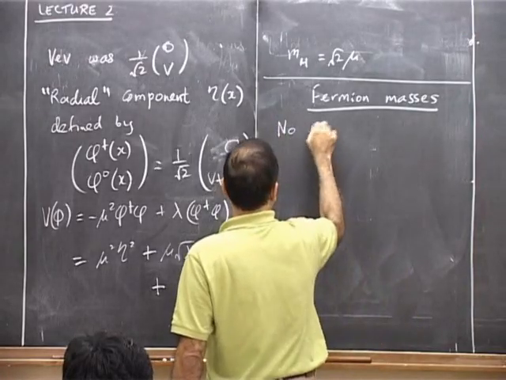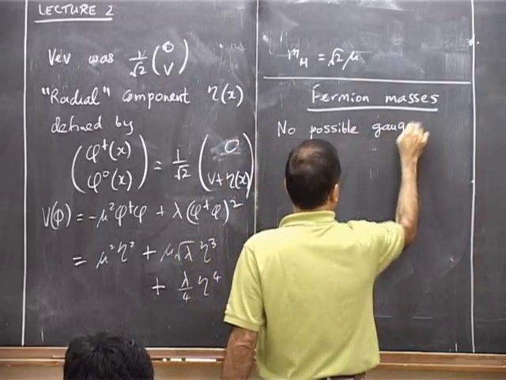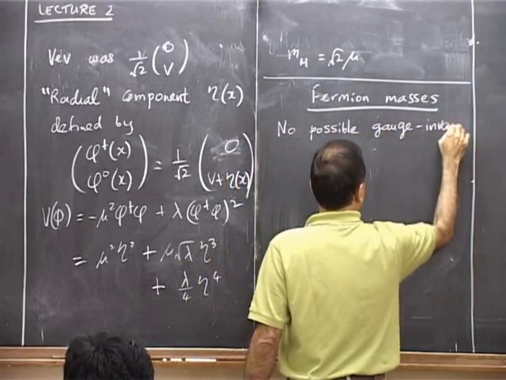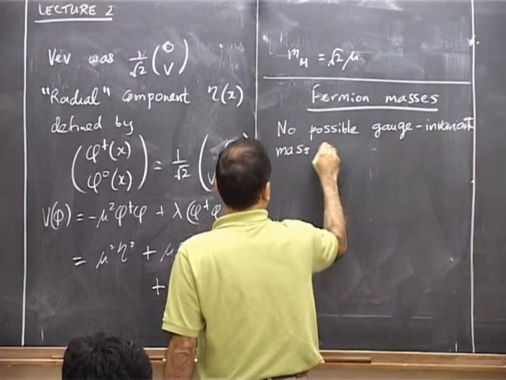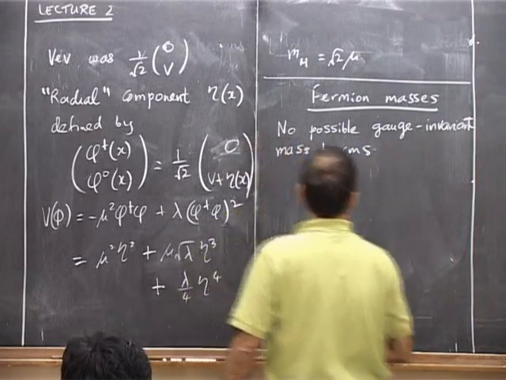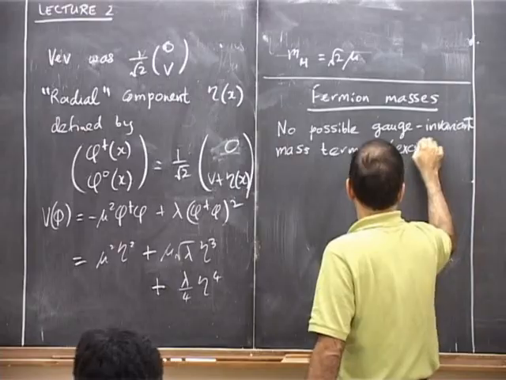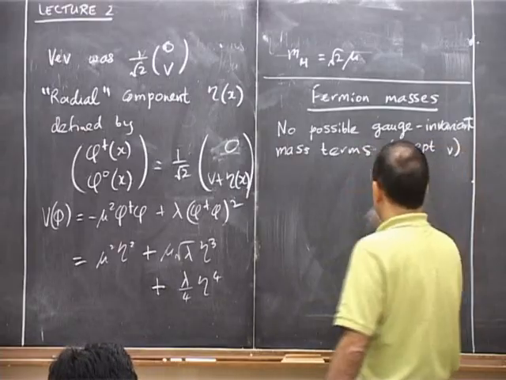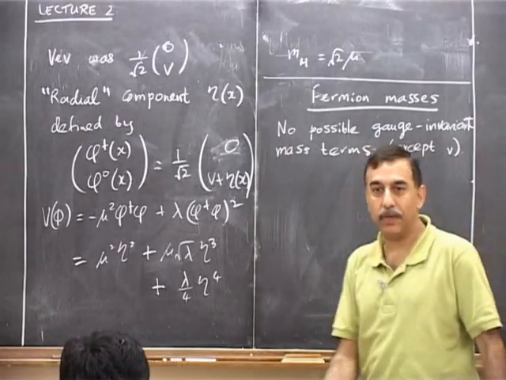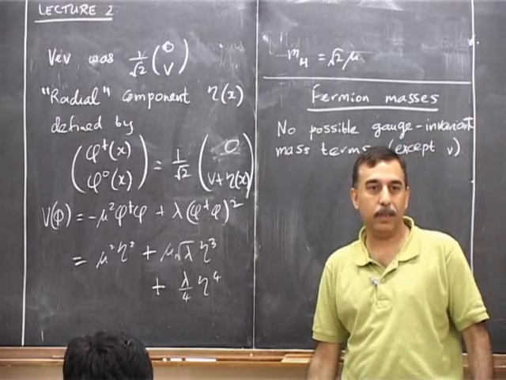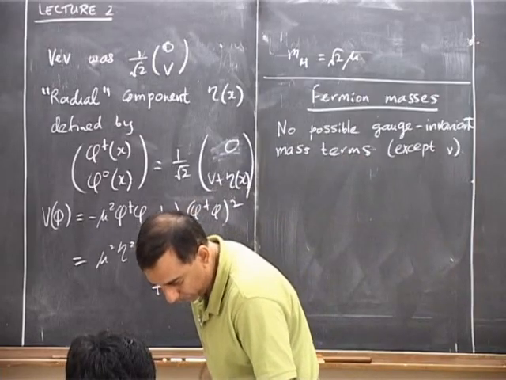So no possible gauge invariant mass terms, except for neutrinos. If these statements are not obvious, I would very much urge you to check it and try it yourself to see if you can write one.